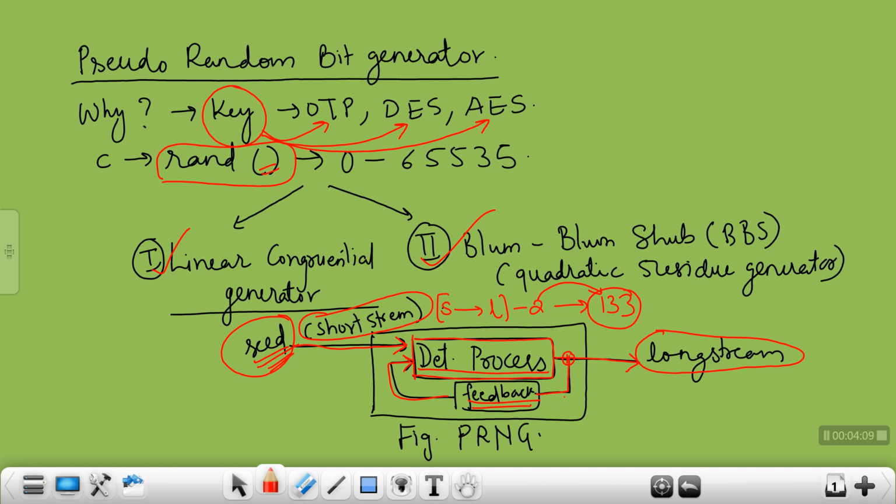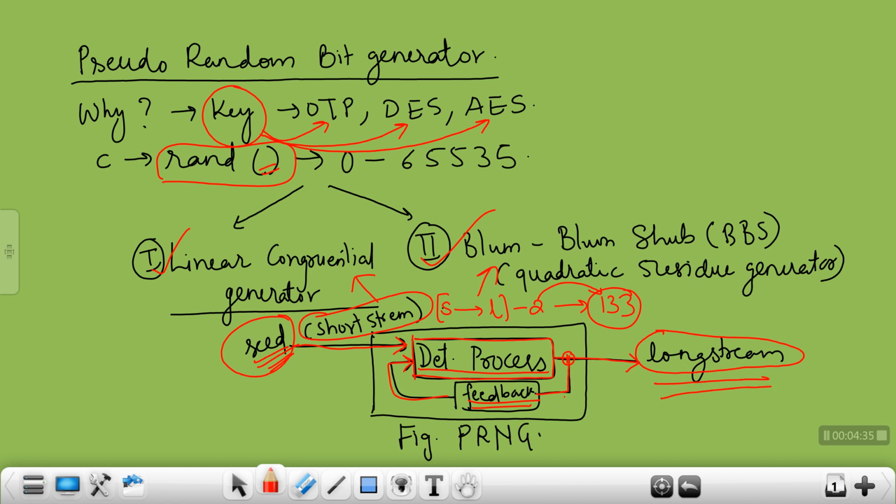Do not worry about this deterministic process. We will see what the deterministic process is with respect to linear congruential and Blum Blum Shub later. But as of now, the initial value or seed value is given to the system. That is nothing but a short value or a short string. It goes to the deterministic process, and for the second step, the output of the first process is taken as feedback and given to the deterministic process, which will give me the long string.